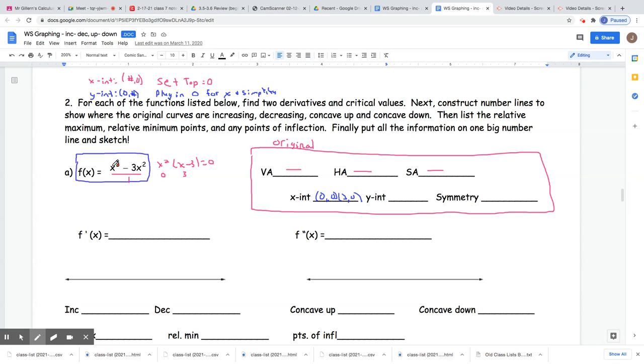This problem, real easy. Plug in 0, I get 0. Plug in 0 there, I get 0. 0 minus 0 is 0. So my y-intercept is (0, 0). If you have an x-intercept that's (0, 0), your y-intercept will always be (0, 0) as well.